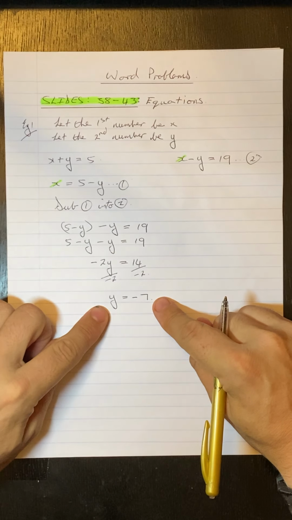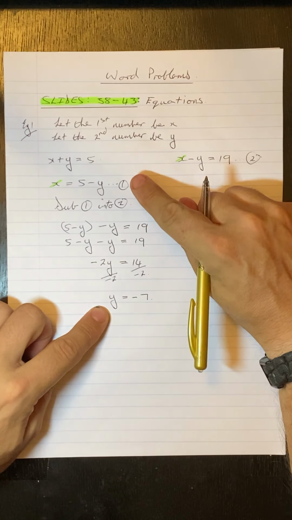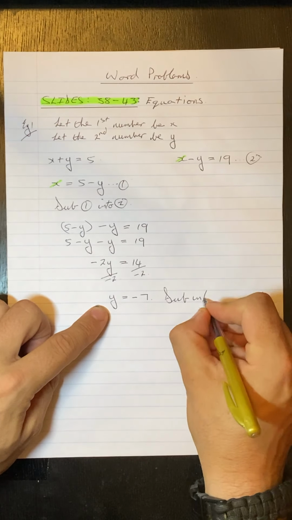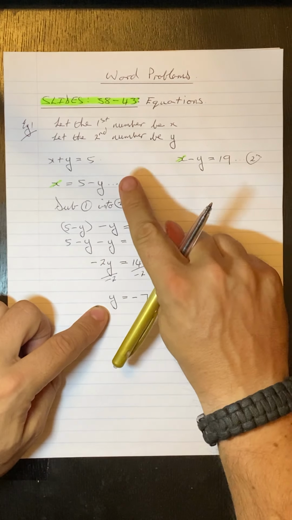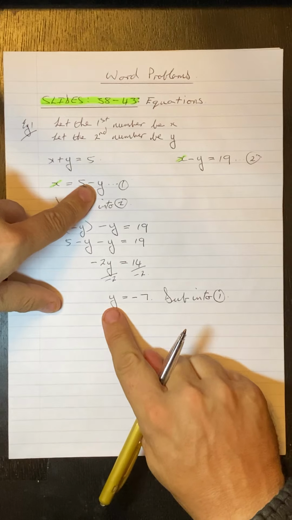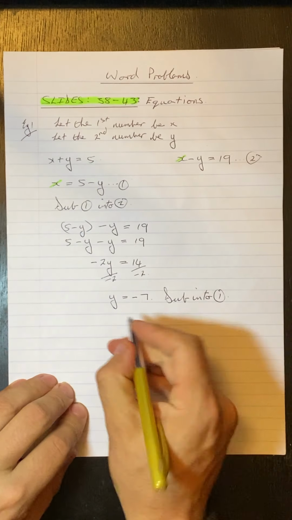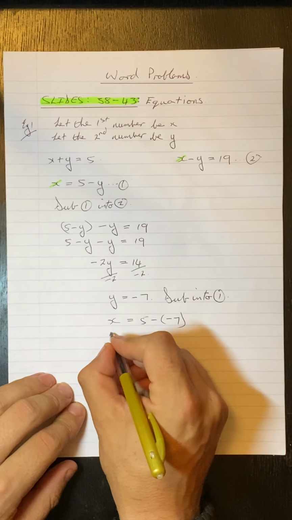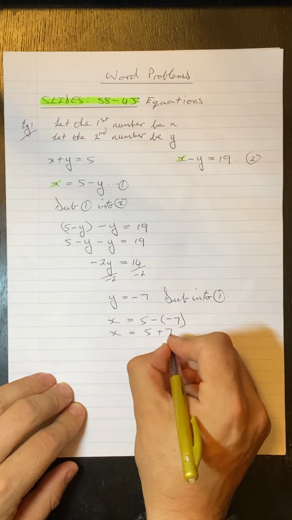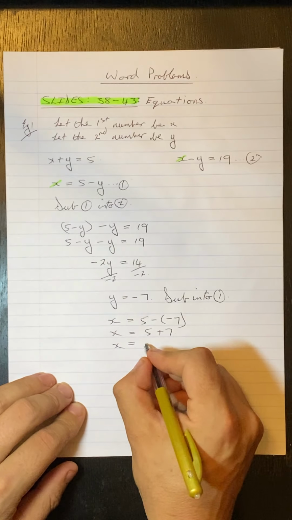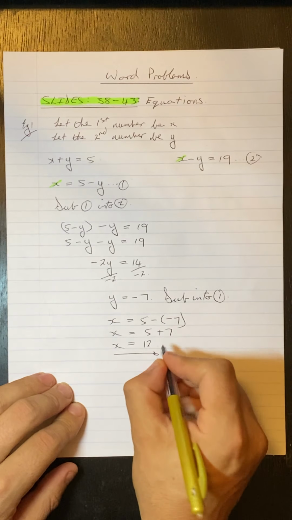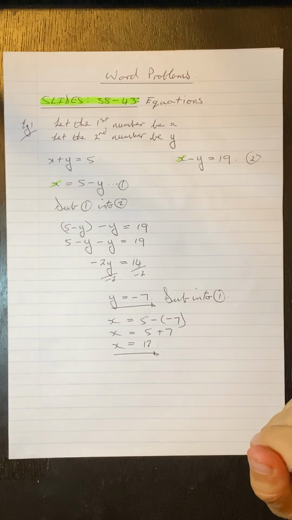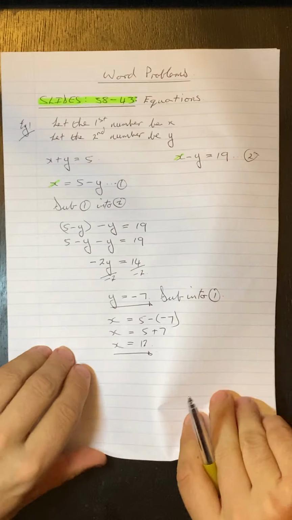Now, in order to find our second number, I'm going to take this and substitute it back into this equation 1. And in this equation 1, wherever I see a Y, I'm now going to replace it with minus 7. And we get X is equal to 5 plus 7. So X is equal to 12. And there are our two numbers, our first number being 12 and our second being minus 7. If we look at example 2 now.